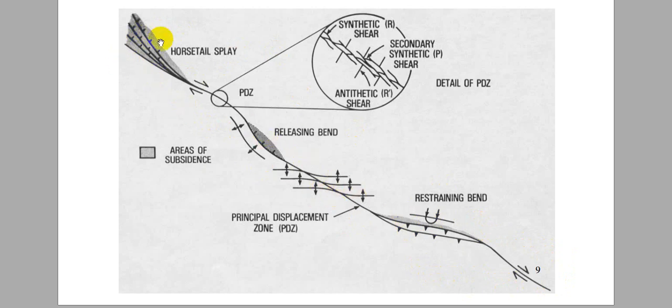Horsetailing. If we take a small area of it, it will give the same architecture, and so on and so on. At all scales, we will find the same pattern of strike-slip association.